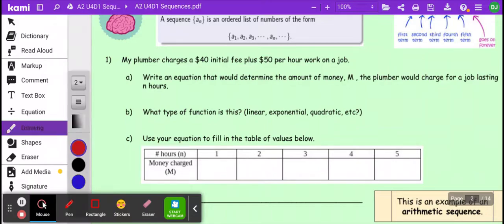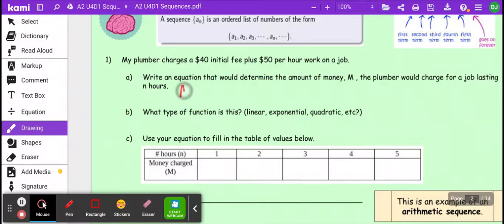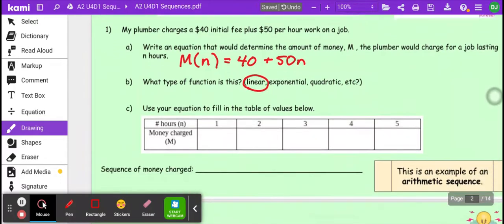Okay, let's see how you did. So I'm hoping you came up with, in our function notation, m of n, where m is the amount of money and n is the hours. And the order doesn't matter here, but if you do it in order of the question, 40 plus 50n, but 50n plus 40 is the same. And I'm hoping that that looked familiar to you. What type of function is this? I'm hoping you were thinking linear.